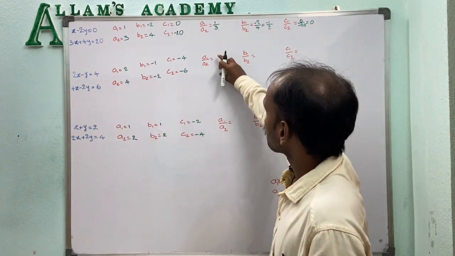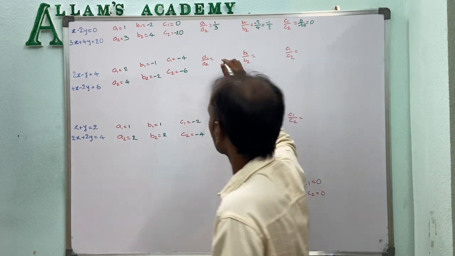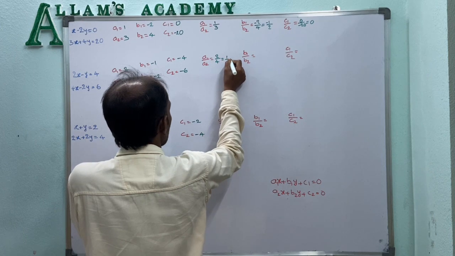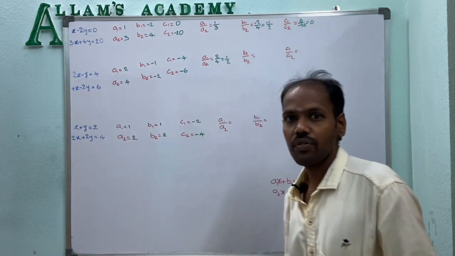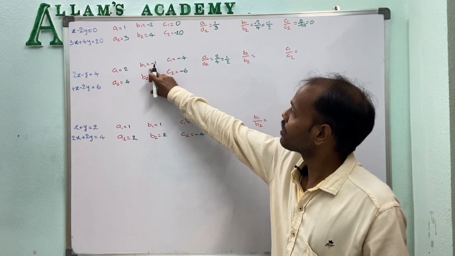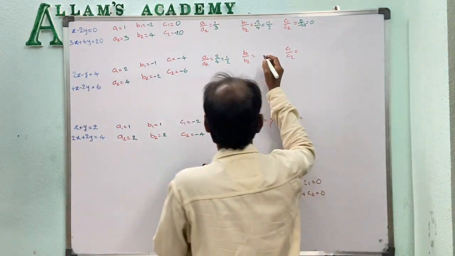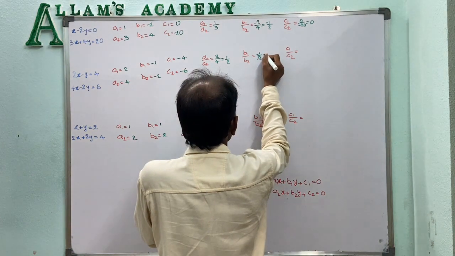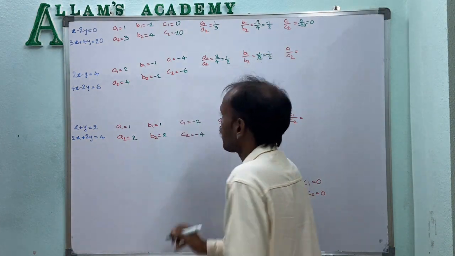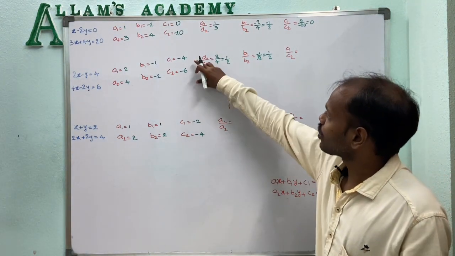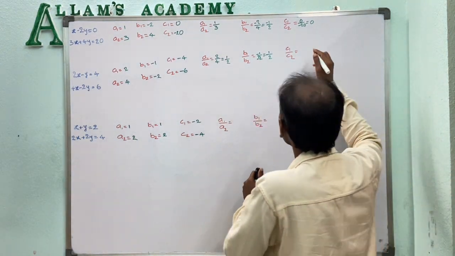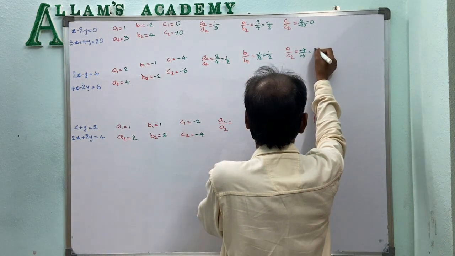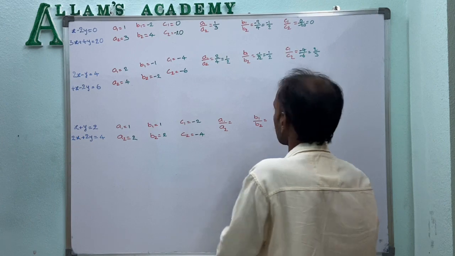In that, the ratio of the x coefficients, a1 by a2, equal to 2 by 4, which is nothing but 1 by 2. The ratio of the y coefficients, b1 by b2, is minus 1 by minus 2, which is nothing but 1 by 2. Next, the ratio of constant terms, c1 by c2, is minus 4 by minus 6, which is nothing but 2 by 3.